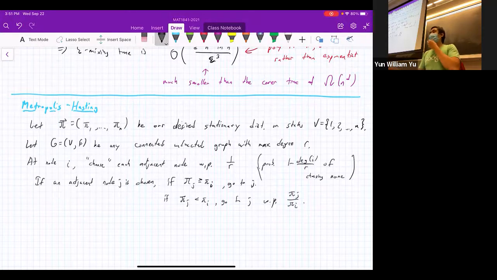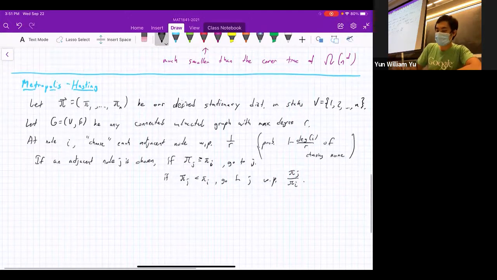Okay, so this is basically ensuring that the net probability flow goes in the correct amount over to the nodes with higher weight. And otherwise, stay in place.